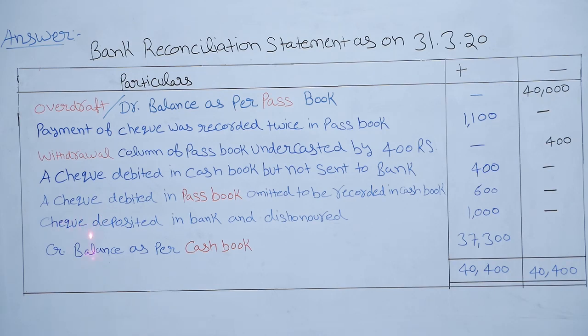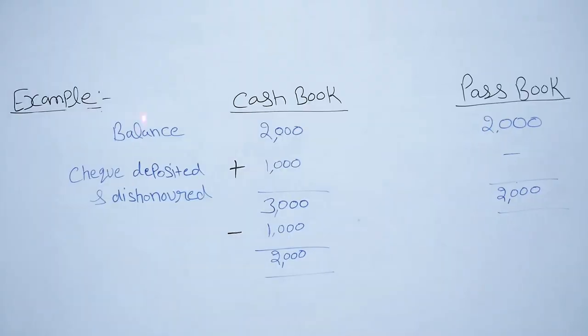Next we will understand check deposited in bank and dishonored through a small example. Suppose cash book balance 2000, passbook balance 2000, check deposited and dishonored. After depositing check, we must have increased our cash balance from 1000 rupees, but in the bank check has dishonored. That's why bank didn't increase their cash balance. So balance are mismatching. As per cash book balance is 3000, as per passbook balance is 2000.